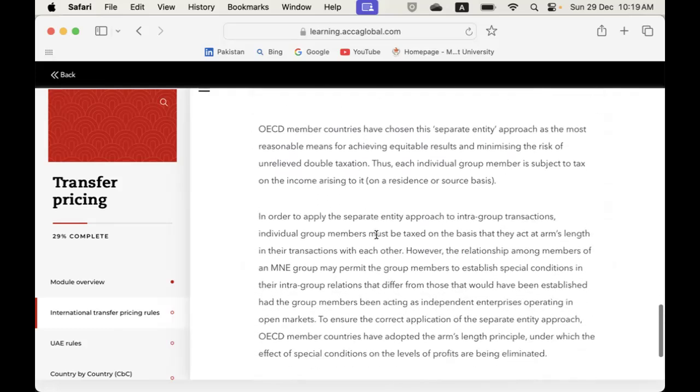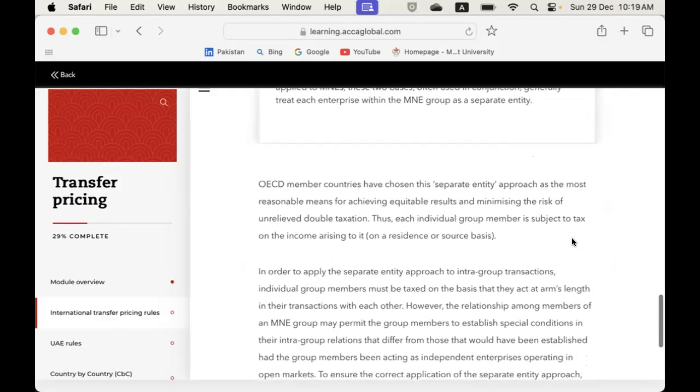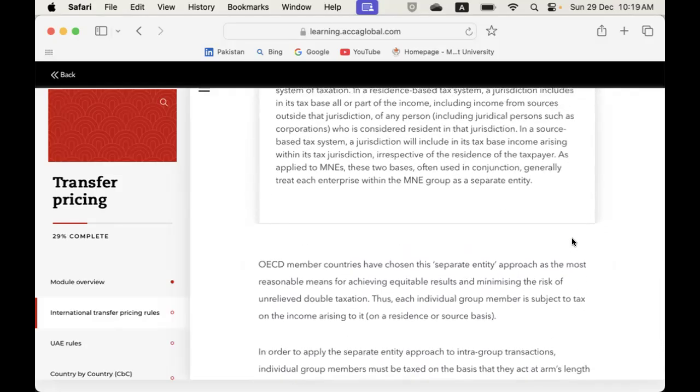In order to apply the separate entity approach to intra-group transactions, individual group members must be taxed on the basis that they act at arm's length. Now, please remember, transfer pricing happens between associated enterprises of the same group.